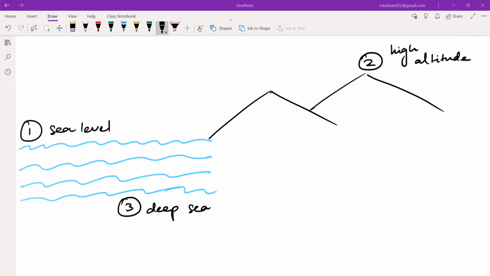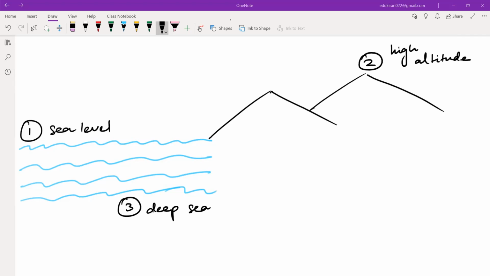Why high altitude? Tell me then. Why will the pressure be low? Atmospheric pressure decreases when you go to high altitude. Why does it decrease? There will be less concentration of gases there.